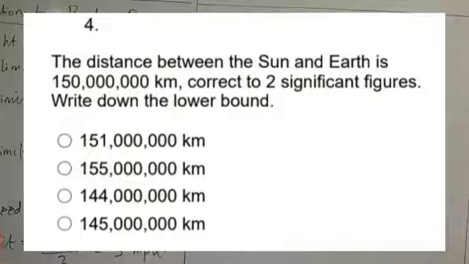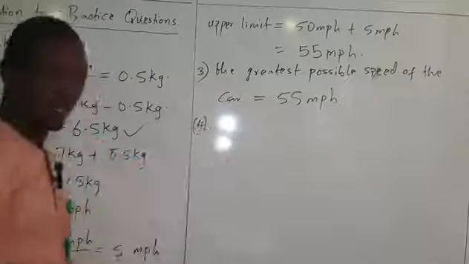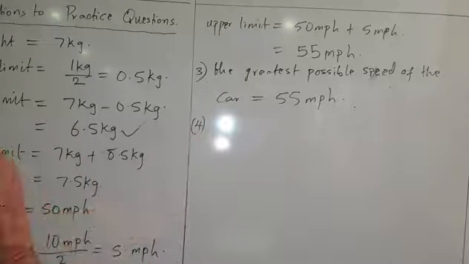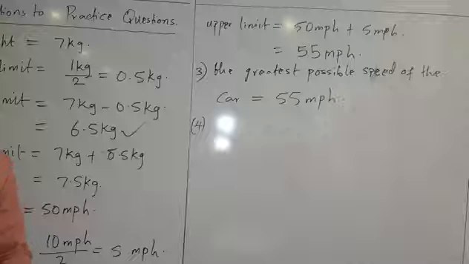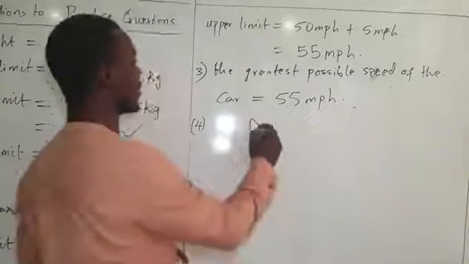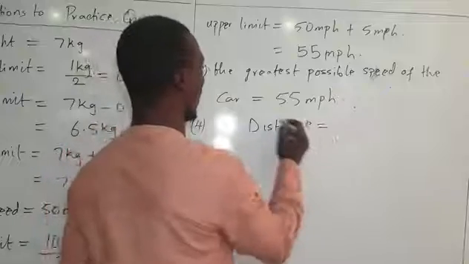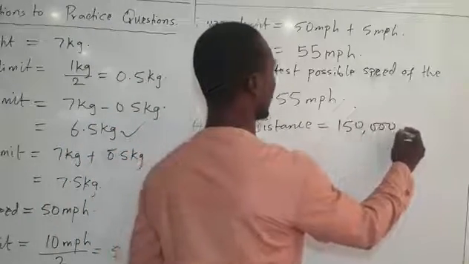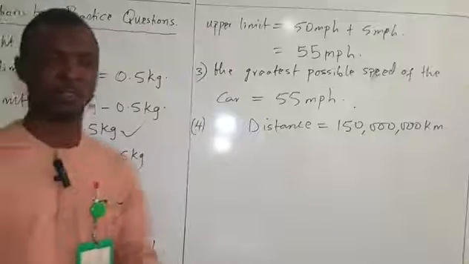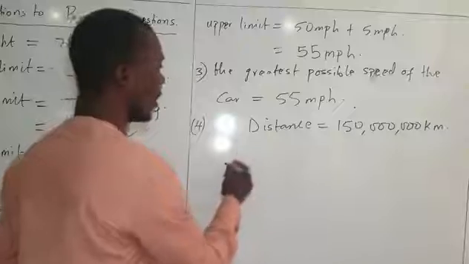Question 4 says the distance between the sun and earth is 150 million kilometers. Correct to two significant figures, write down the lower bound. So the distance is given as 150 million kilometers, and we are asked to correct to two significant figures.